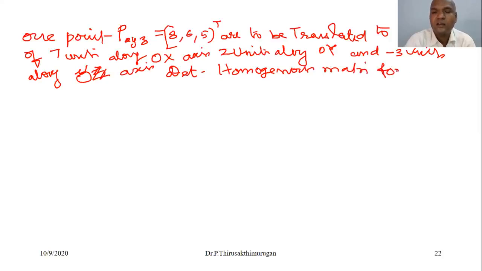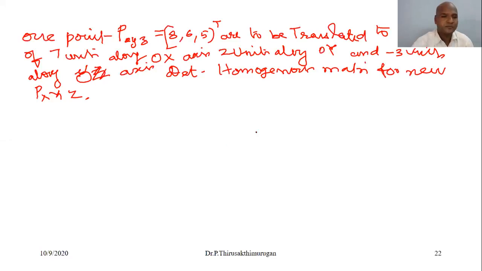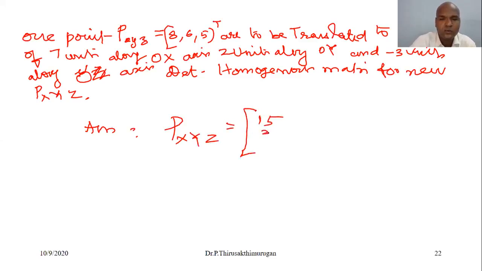For the new P capital X, capital Y, capital Z, please do it. 15, 8, 2, 1, sir. 15, 8, 2, 1. Very good. New value, right? Yes, sir. Good. So the answer is P capital XYZ equal to 15, 8, 2, 1.